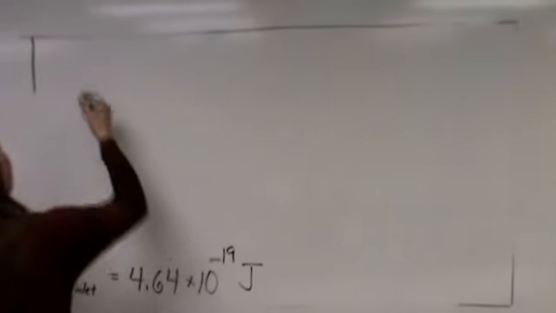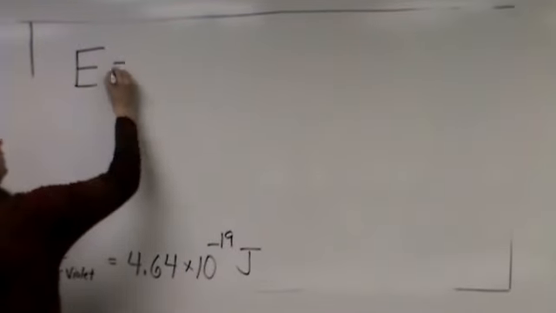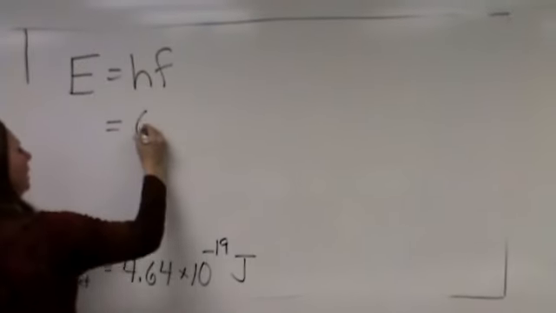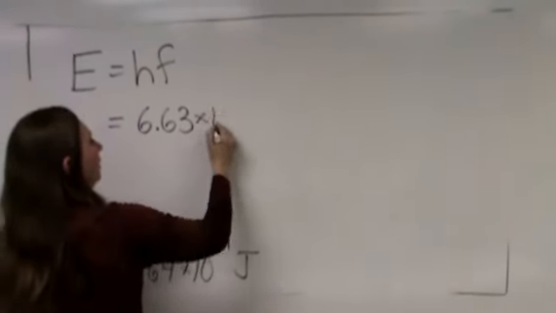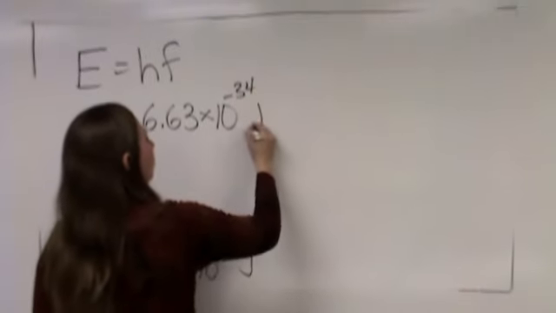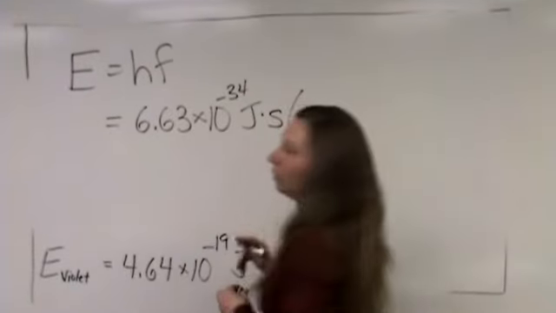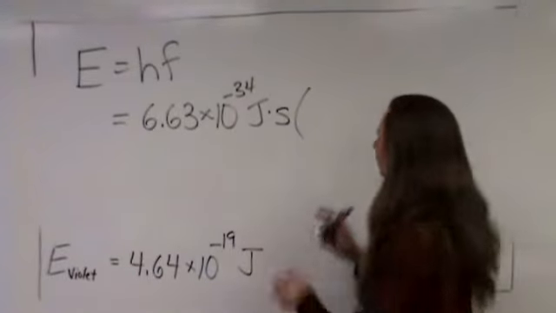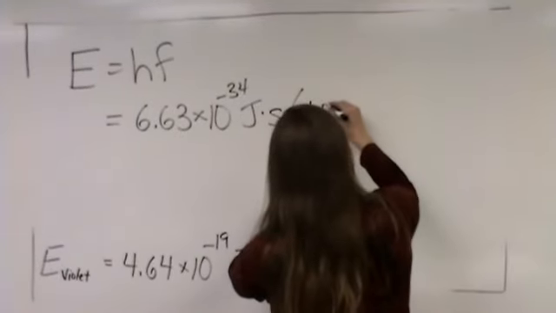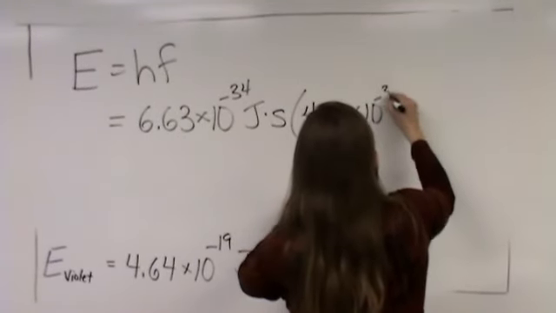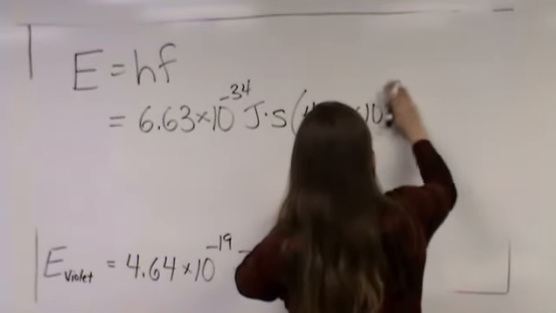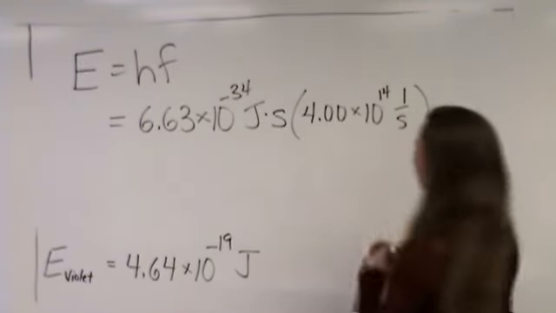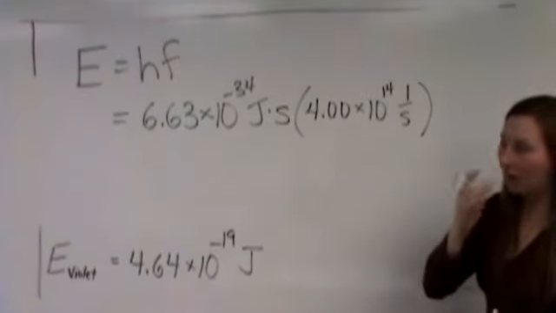All right, a red photon. E equals hf. All right, Planck's constant, 6.63 times 10 to the negative 34 joule seconds. The red photon, an example of a frequency that is red light, would be 4.00 times 10 to the 14th, 1 over seconds. All right, we multiply those together.